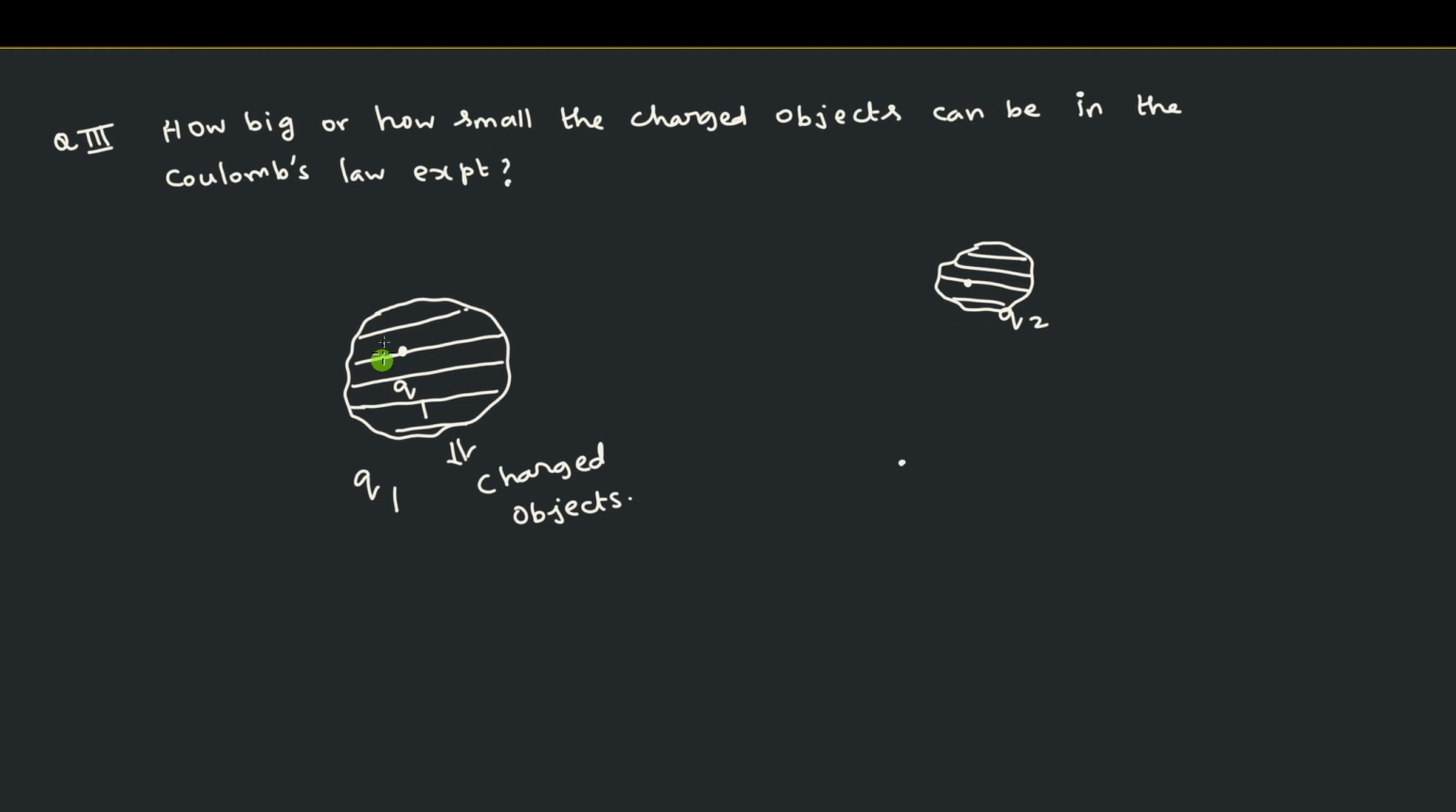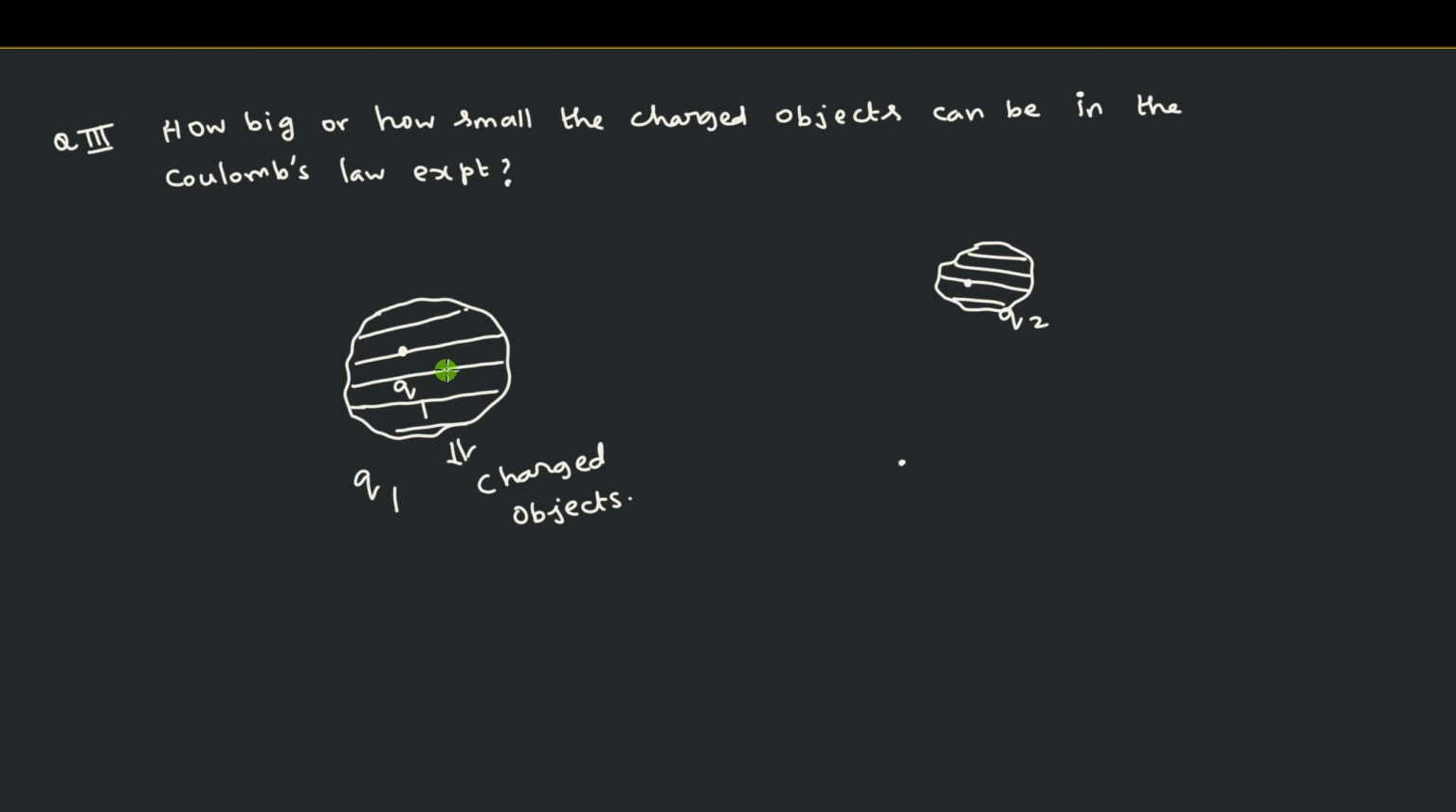So whether the size of the charged object will influence the validity of Coulomb's law. That means, if I take a very small object, Coulomb's law may break down, or if you take a very big sized object, Coulomb's law may break down. Whether anything like that is happening, or you can take any sized object and still say that Coulomb's law is valid. So what is your conclusion? That is the question, and people want to do experiments on this.